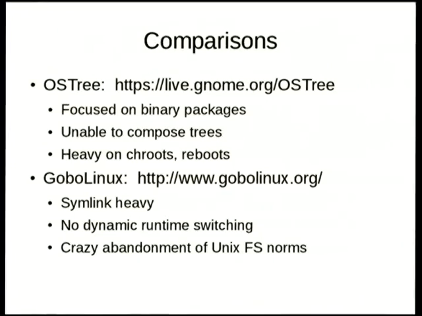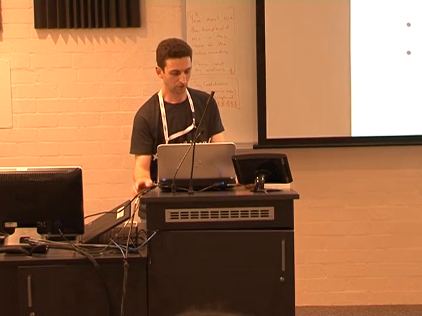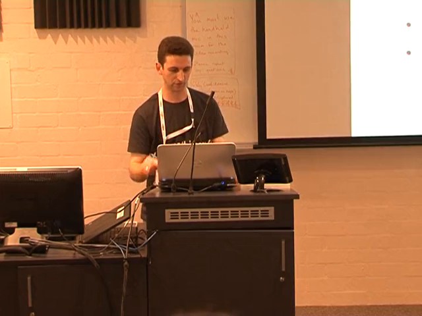So OSTree is a recent one. It's very focused on binary packages and this idea of entire trees of operating system installs, so chroots basically. And it seems to need reboots as far as I can tell for switching between things. Also there's no scalable way of composing different bits of different trees. Much like what I mentioned with NixOS before, if you want to take a tree and just change one version of one package, you've got to build a whole new tree which is the same but just a little bit different.